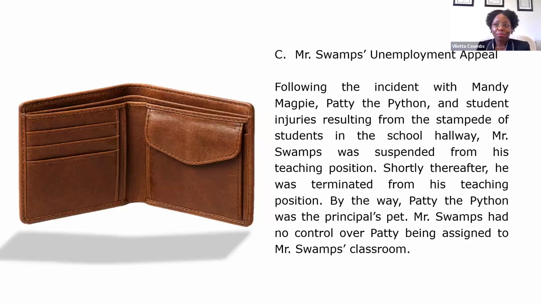So now we're going to talk about Mr. Swamps' unemployment appeal. Following the incident with Mandy Magpie, Patty the Python, and student injuries resulting from the stampede of students in the school hallway, Mr. Swamps was suspended from his teaching position, and shortly thereafter, he was terminated from his teaching position. And by the way, Patty the Python was the principal's pet. Mr. Swamps had no control over Patty being assigned to Mr. Swamps' classroom.